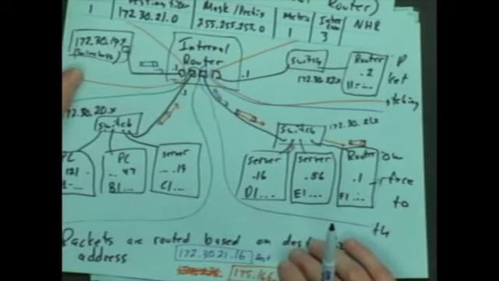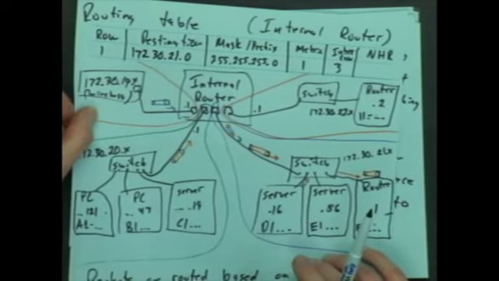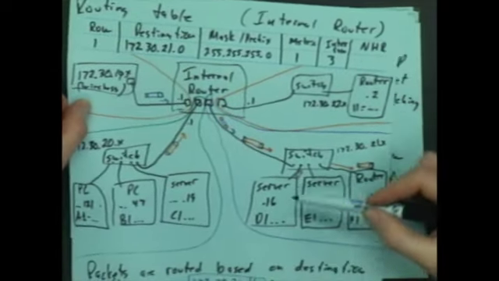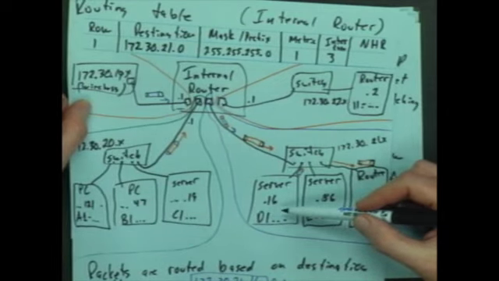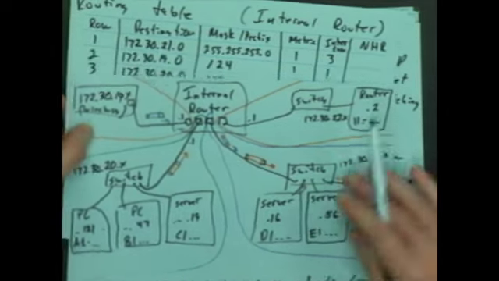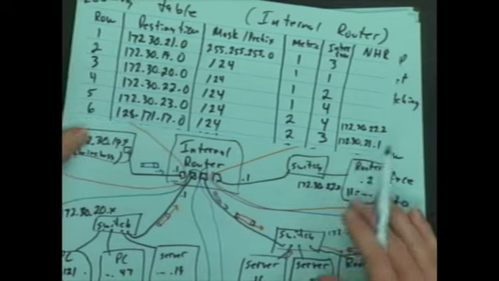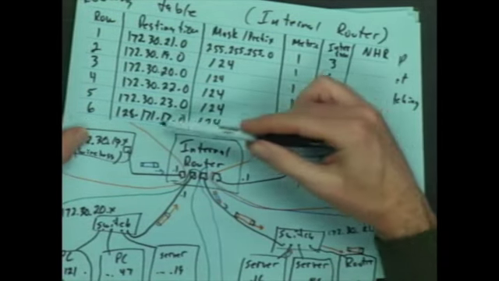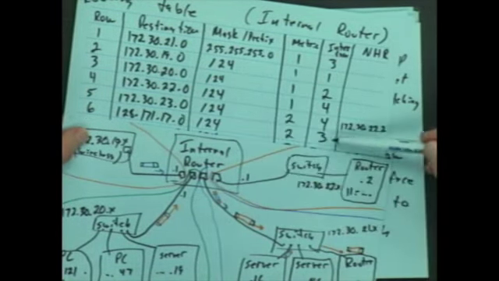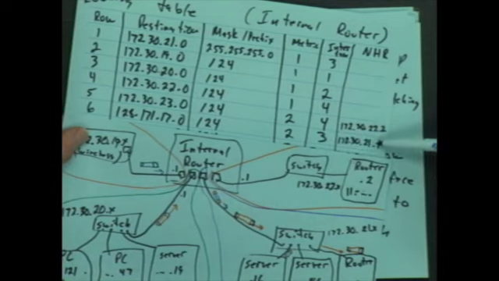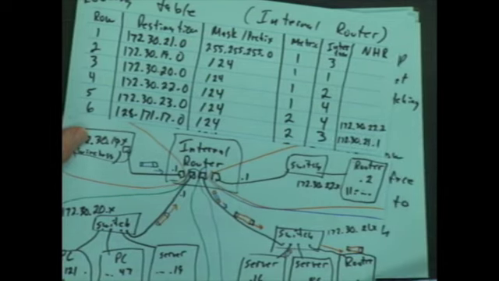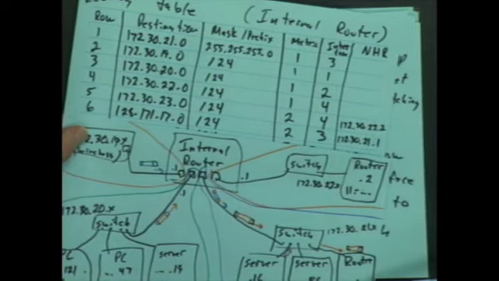Are we good with that idea? Here we're connected directly, and we're going to deliver it directly to the host. For this one, we're not directly connected to that subnet, and so it needs to be delivered to that router, this router. We're okay with that.